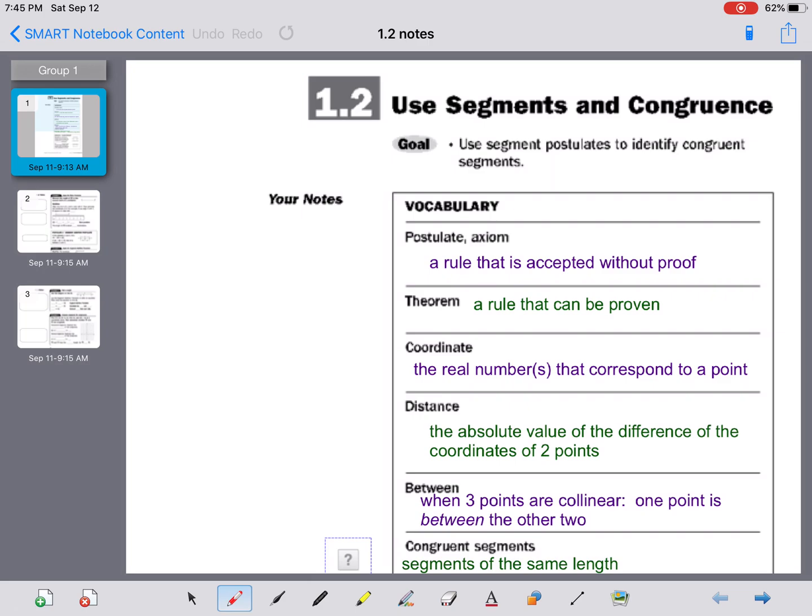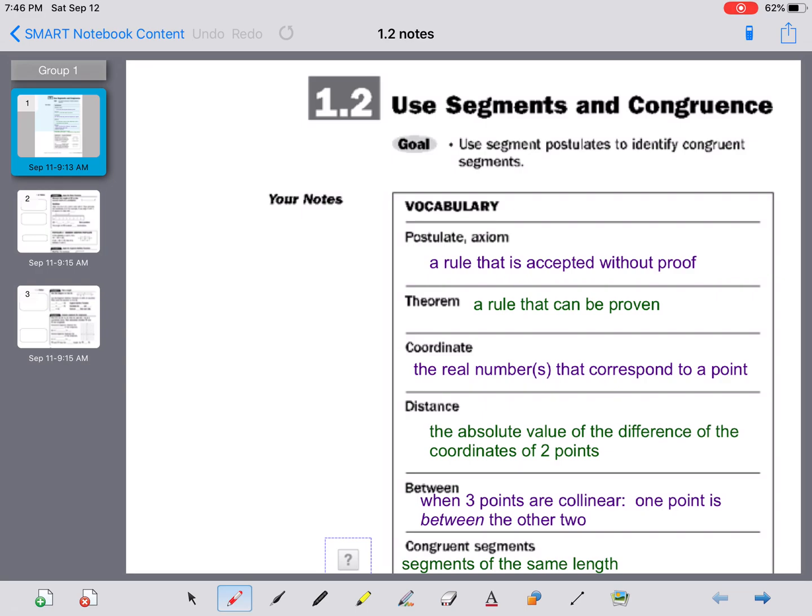Our book does call them a postulate, but they do want you to know that some textbooks call them an axiom. So just keep that name in the back of your mind: if somebody says, well, I have this axiom in geometry, it's the same thing as a postulate. And the theorems are rules that can be proven. So both postulates and theorems are words that we're going to see a lot of, and they're going to give us information that we can use to solve different problems in geometry.